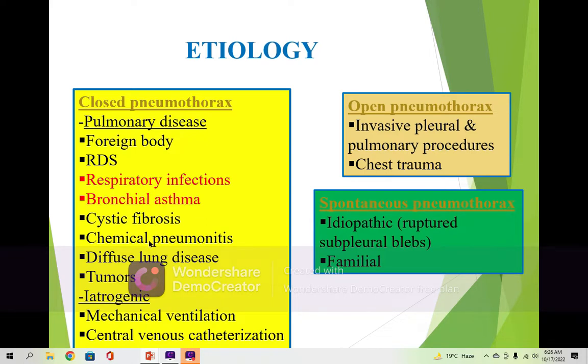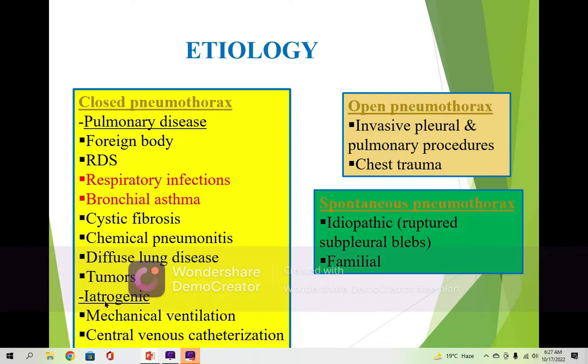And chemical pneumonitis, a chemical injury to the pulmonary parenchyma, can cause it. Diffuse lung disease will cause it, meaning interstitial lung disease, and tumors which are communicating to the pleural space.